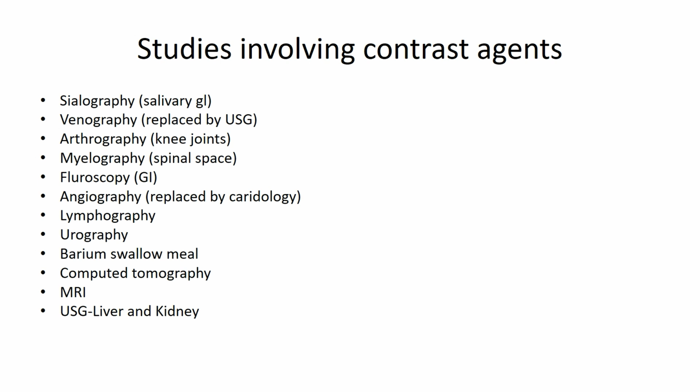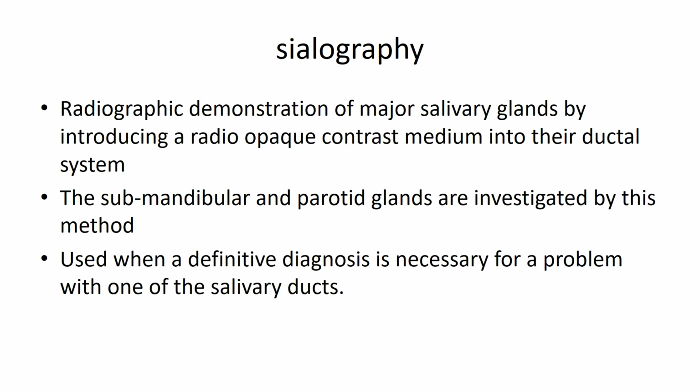Angiography was actually being replaced by cardiology. Lymphography is for the lymph nodes, and urography for the urinary system, kidney, ureters and bladder. Barium swallow is for the GI tract. Computed tomography and MRI are also being used along with the contrast agents.